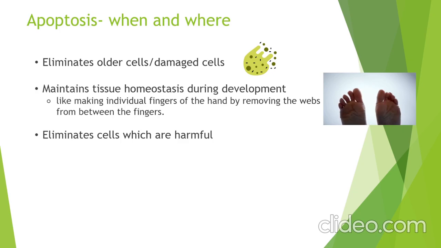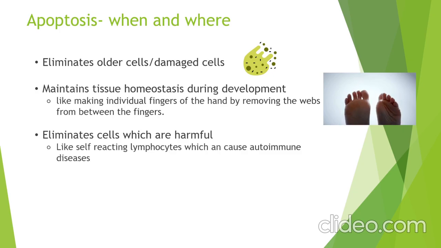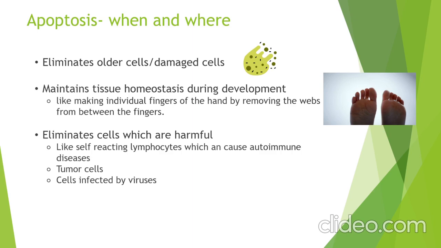It eliminates cells which are harmful. Now, what are the cells that are harmful to the body? Self-reacting lymphocytes. Lymphocytes that react to our own antigen have to be gotten rid of. Otherwise, if they do survive, they can cause autoimmune disease. Tumor cells which are generated in the body also need to die, and they are also made to die by apoptosis, and also cells that are infected by viruses.